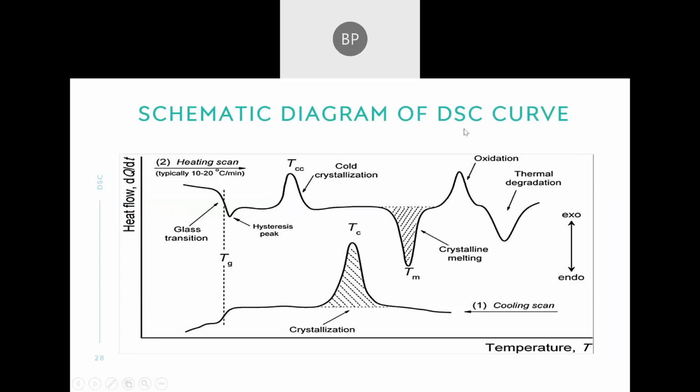This is a schematic diagram of the DSC curve. Initially the sample under observation is at a very high temperature, and we start the process with a cooling scan. As you can see below, the cooling scan starts at high temperature and is taken to a low temperature. From that low temperature the heating scan starts, and with a certain heating rate the material is heated to a temperature below its thermal degradation. In the cooling scan we can observe the crystallization curve, and in the heating scan you can observe the glass transition step change, the cold crystallization curve, and the crystalline melting curve. Now let's see how cooling happens in the DSC.